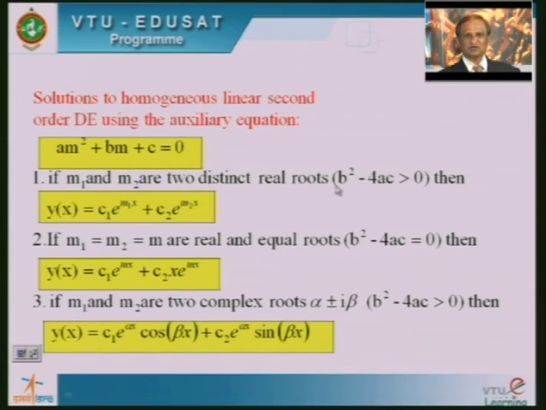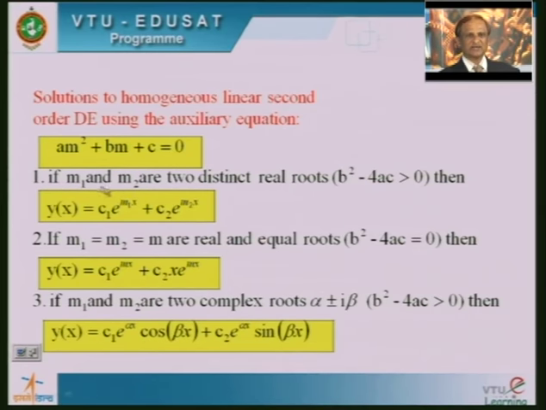Observe that within the bracket I have written b square minus 4ac is greater than 0. Why have I written that? It is very important. If m1 and m2 are 2 distinct real roots, it means b square minus 4ac is greater than 0, then you will get m1 and m2, 2 distinct and real roots. Is it clear? Then in that case, what is the solution of the given differential equation?